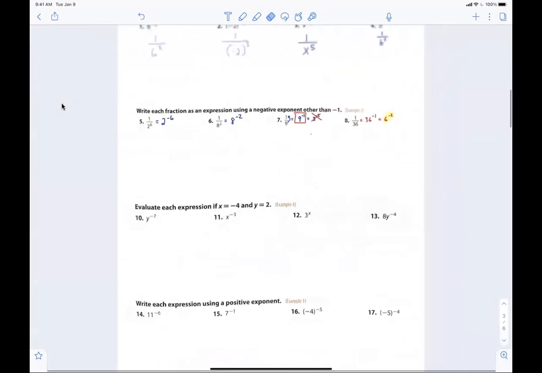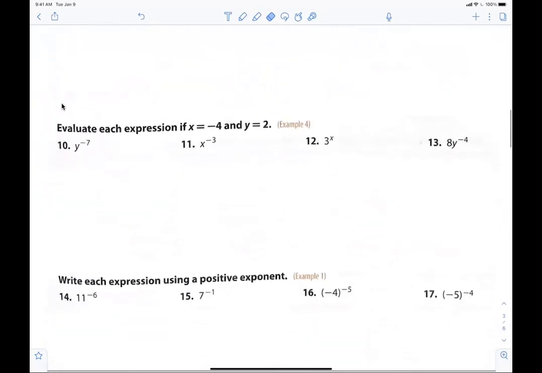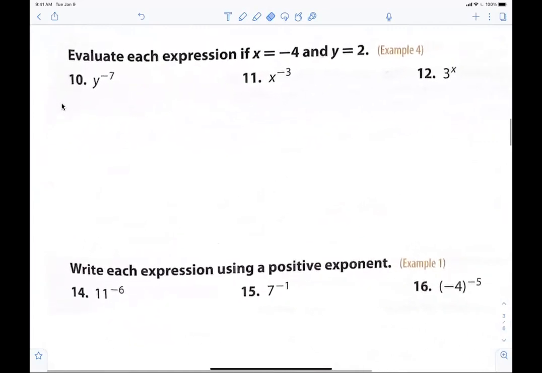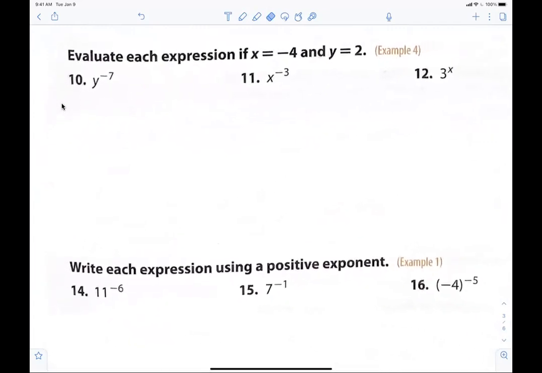I don't want to do 9. It's a word problem. Skip 9. I'm on number 10. All right, so what's the y value here? Right. So we're going to say 2 to the -7. Now do that on your, oh, you don't have a calculator. Oh, good. Perfect. So now do 2 to the -7.